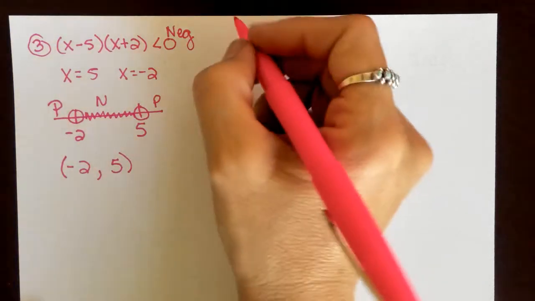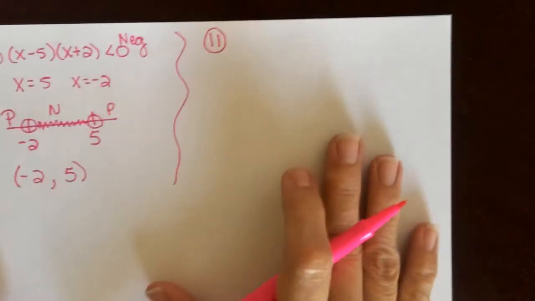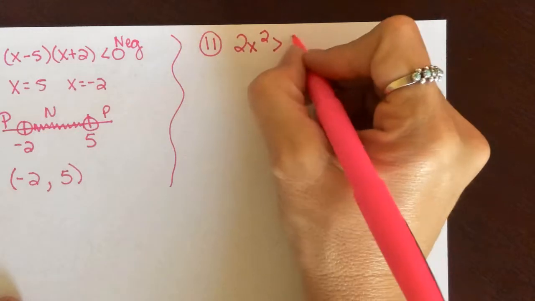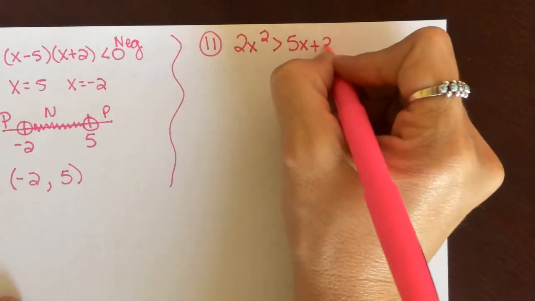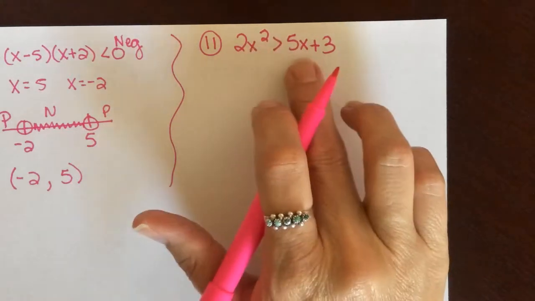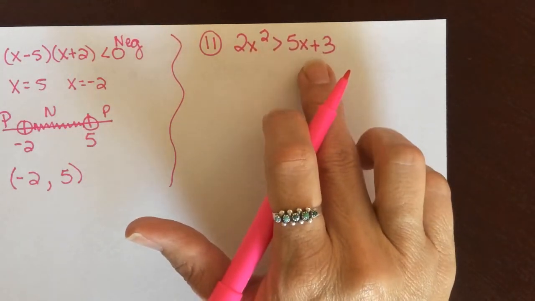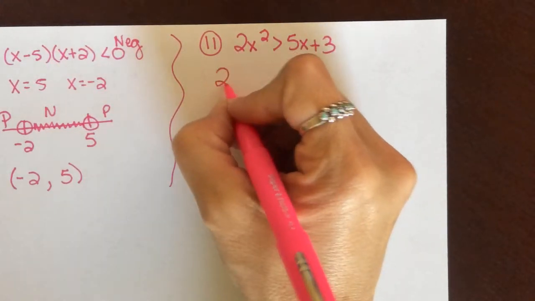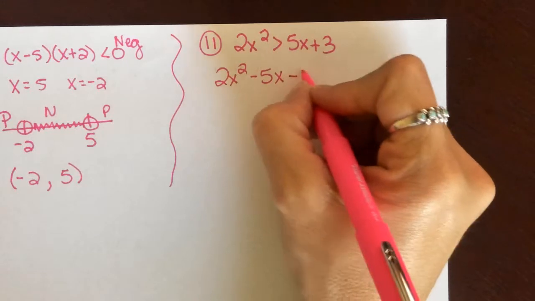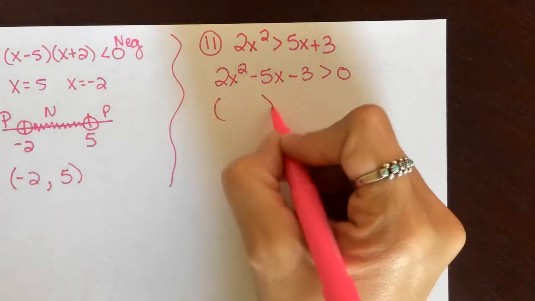Another one I did with y'all in class was number 11, right off the worksheet. Number 11 had 2x squared is greater than 5x plus 3. In order to solve this one, because it's a quadratic, I have to move everything over to the left and make this side equal 0. Once it equals 0, I'm going to factor it. So we have 2x squared minus 5x minus 3 is greater than 0. And I'm going to factor.